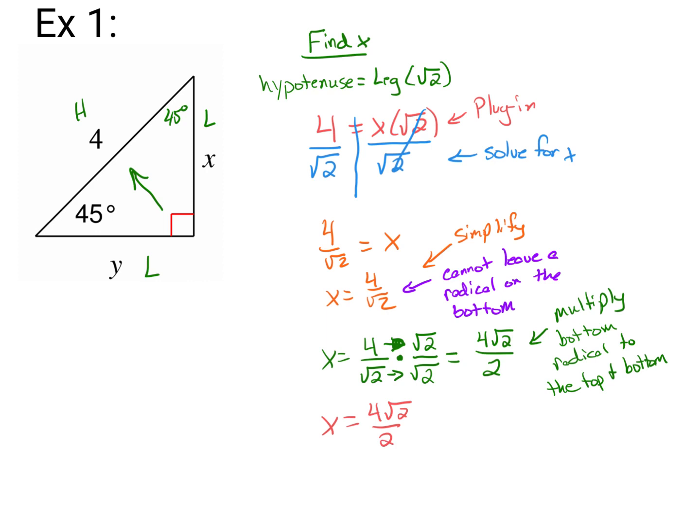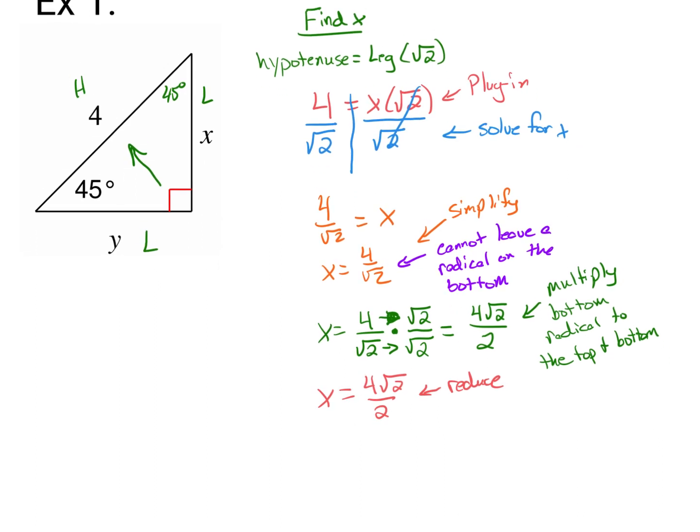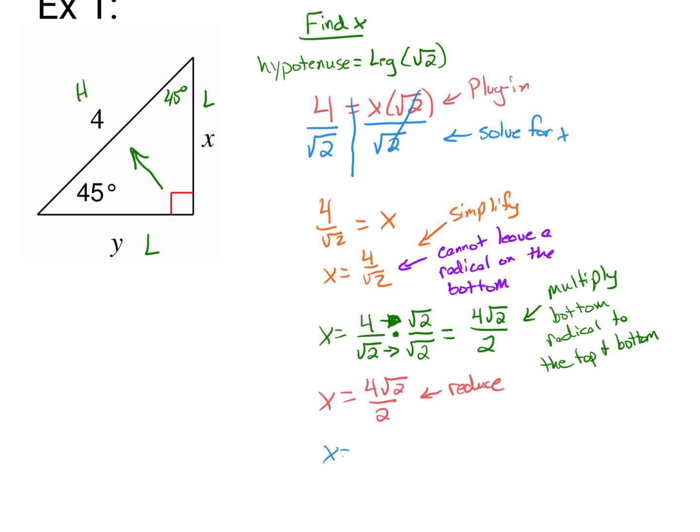Okay, now the radical is not on the bottom anymore. But now, the last thing we got to do is just reduce. So if you see, I have a whole number 4 and a whole number 2. So that's 4 divided by 2. Those can be combined and reduced. And 4 divided by 2 is simply 2. And then we still just have our square root of 2. So that's my answer for x.